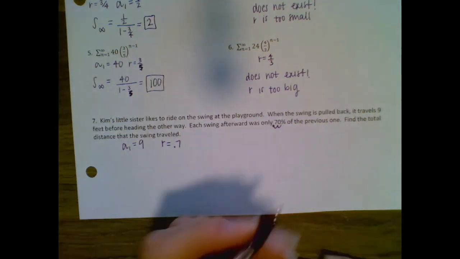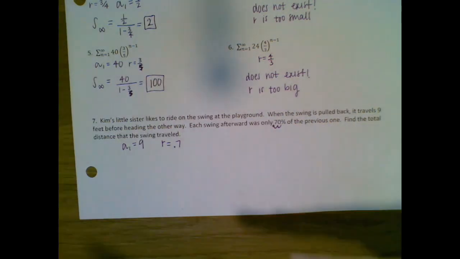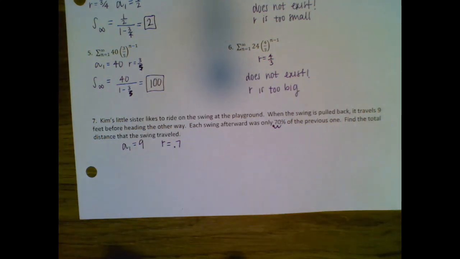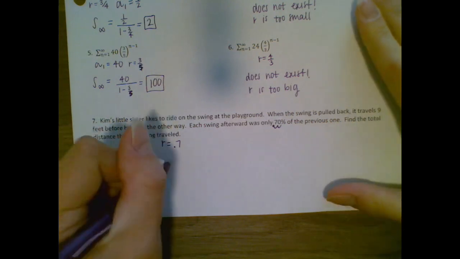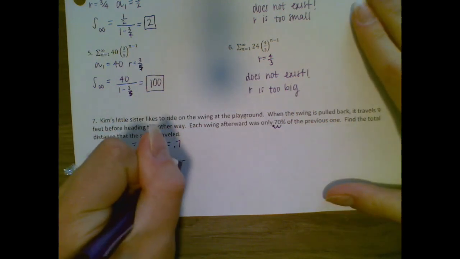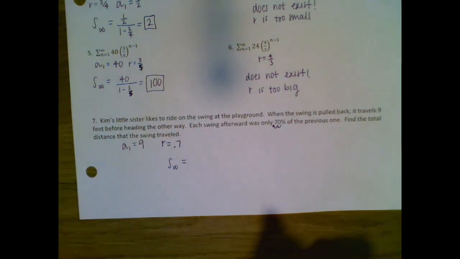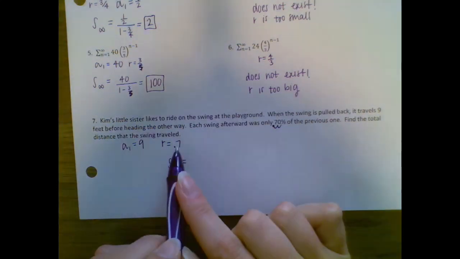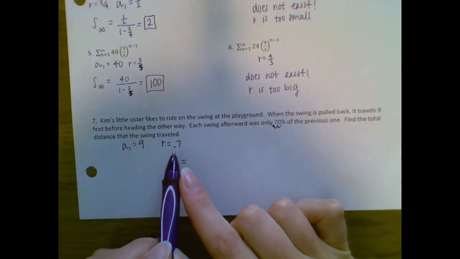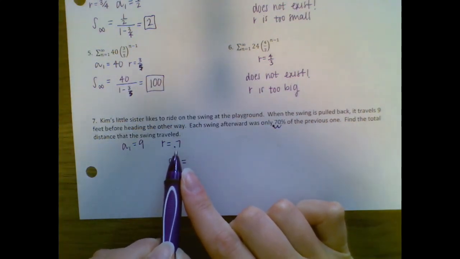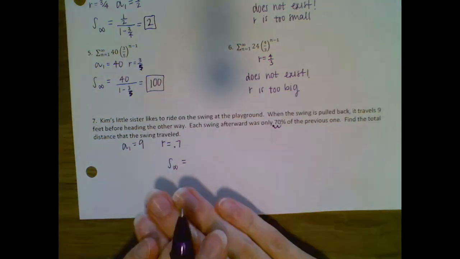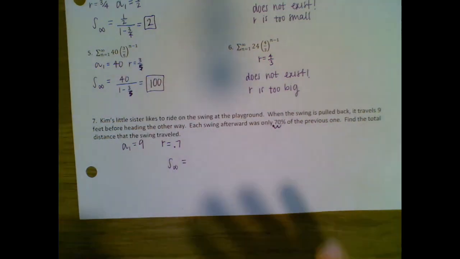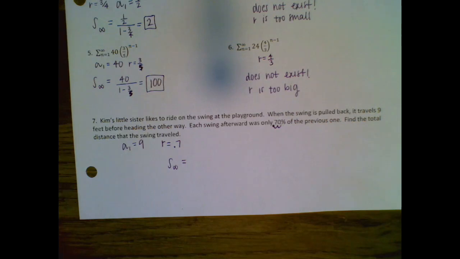And if we can imagine a swing going back and forth, it just goes on forever and ever and ever until it completely stops on its own. So that's why this is an infinite geometric series, okay? Now, the r value is in between -1 and 1, so this will work, okay? Remember, if the r value is not in between -1 and 1, it will not work.